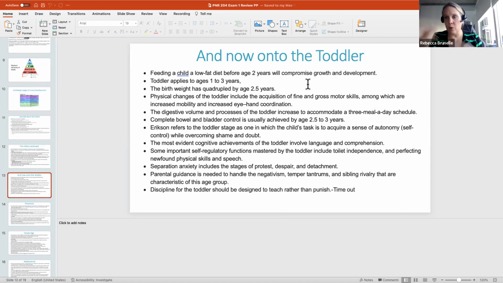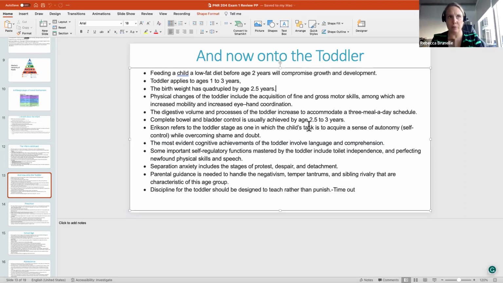There's a lot of emphasis out there about being healthy and being low fat. So you do need a normal quantity of fat in your diet for brain development. So certainly no low fat diets for kids under the age of 2. We talked about birth weight doubling by 6 months, tripling by 1 year, and then quadrupling by age 2.5. So they're starting to be able to eat on more of a schedule with the rest of the family. Their stomach's getting bigger.